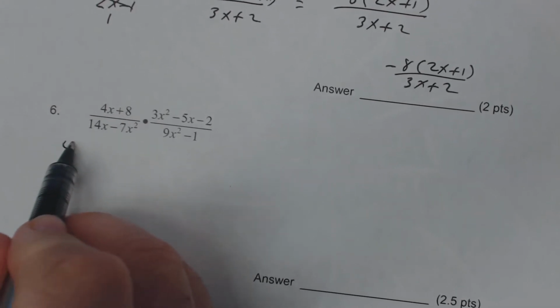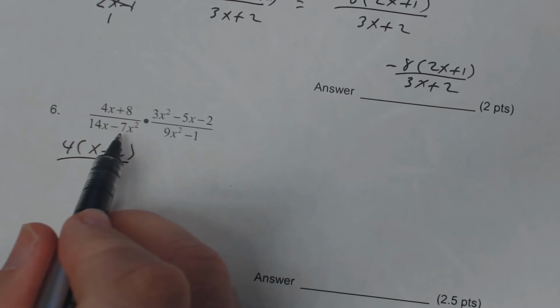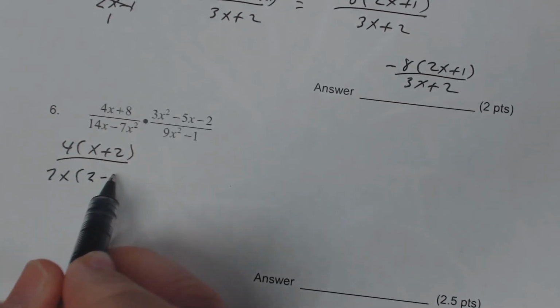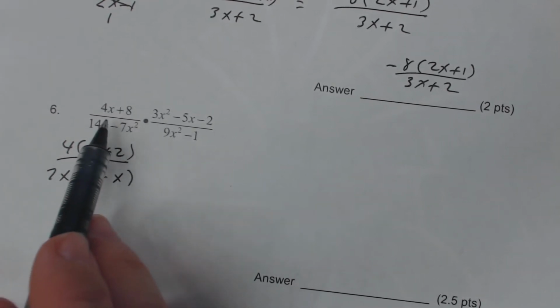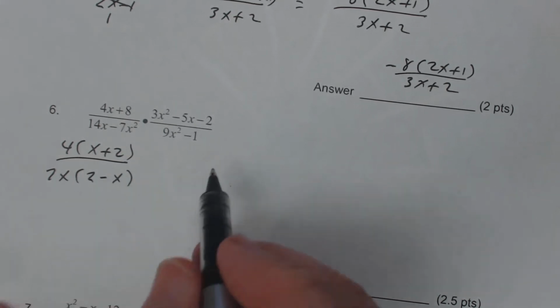can factor out a 4. So you get 4 times x plus 2. In the denominator, I can factor out a 7x. So I get 7x times 2 minus x. Now remember, always check yourself. 7x times 2 is 14x. 7x times a negative x is a negative 7x squared.